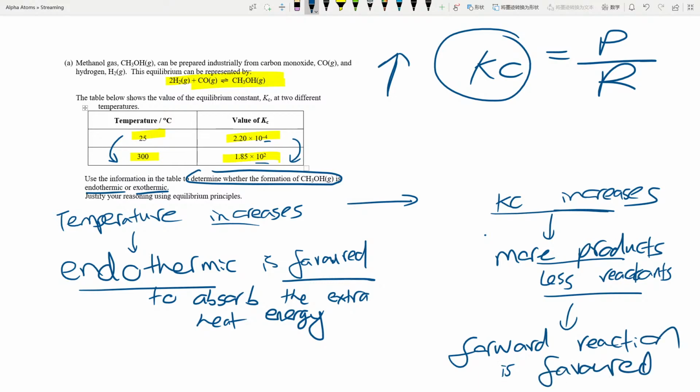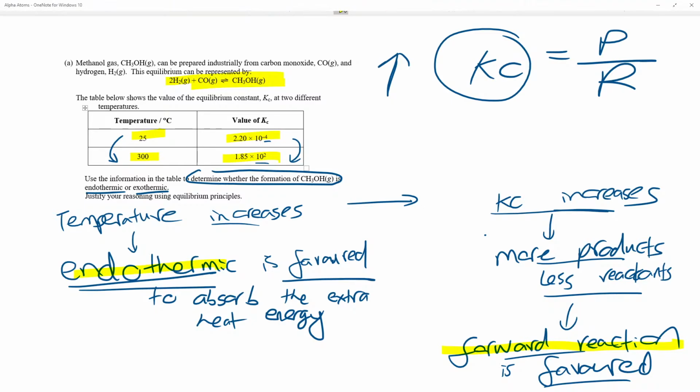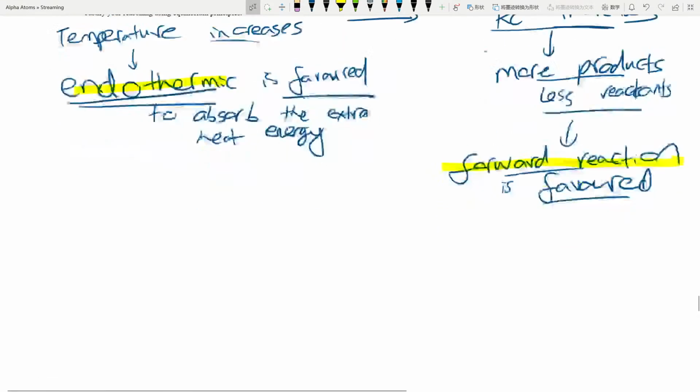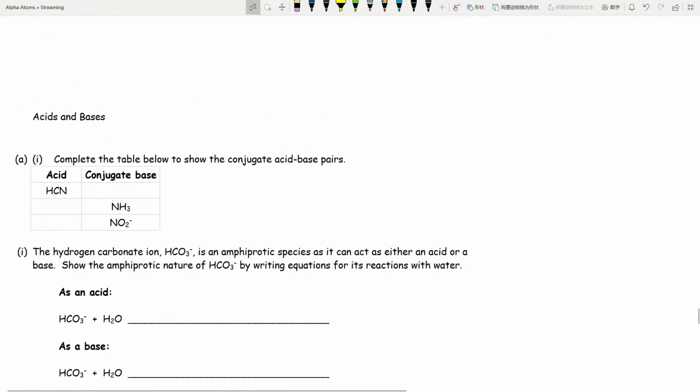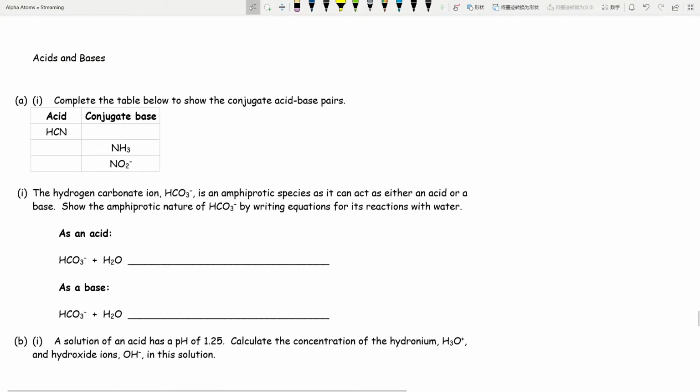So we know that the forward reaction is favored. We know that when the temperature increases, the endothermic reaction must be favored. Therefore, the forward reaction is endothermic. This question is done, and that's your Excellence. Okay, and that's all the equilibrium things that I'll talk about. So hopefully that makes sense.